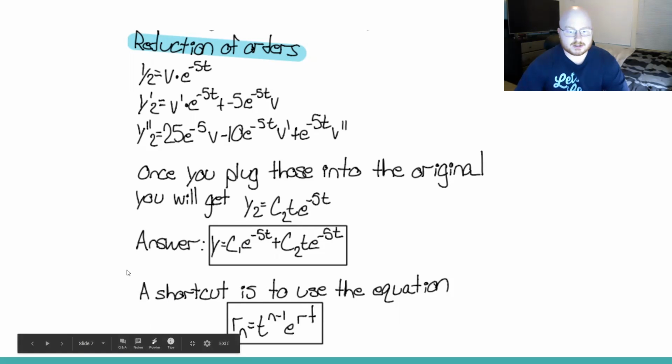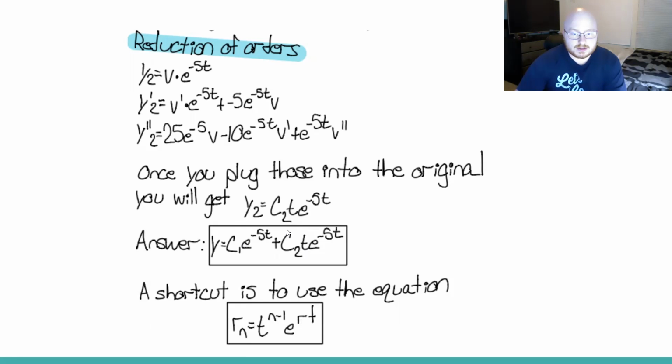So you can also use the shortcut, which is the nth solution is t to the n minus 1 e to the rt. As you can see, this is n equals 2. So t to the 1, e to the rt, and r in this case is negative 5. So that'll save you a lot of time.